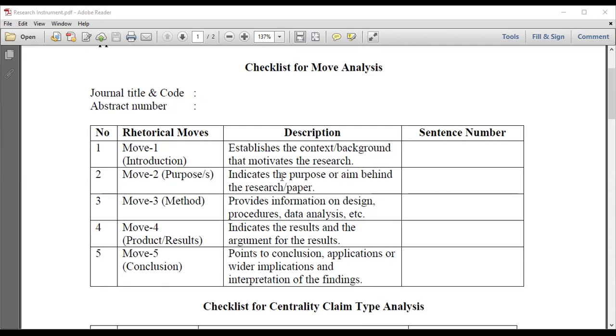If you are going to analyze more than one abstract, you can fill this in: the journal title, the name of the journal. As in the example, I gave you an article from ESP, so you can write ESP journal here, and the code is ESP. For the abstract number, if you analyze, for example, 10 abstracts, you can give numbers from 1 to 10: abstract number 1, abstract number 2, abstract number 3, and so on.